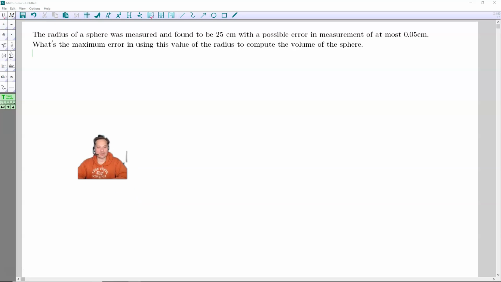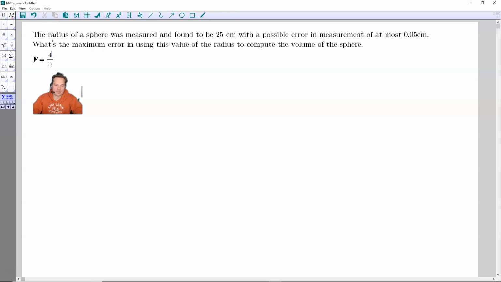Hello, one and all. In this one, let's take a look at the answer to this question. The radius of a sphere was measured and found to be 25 centimeters, with a possible error in measurement of at most 0.05 centimeters. What's the maximum error in using this value of the radius to compute the volume? This is in the context, essentially, as you know, of differentials. Keep that in mind. So remember that the volume V of a sphere is given by this basic formula.